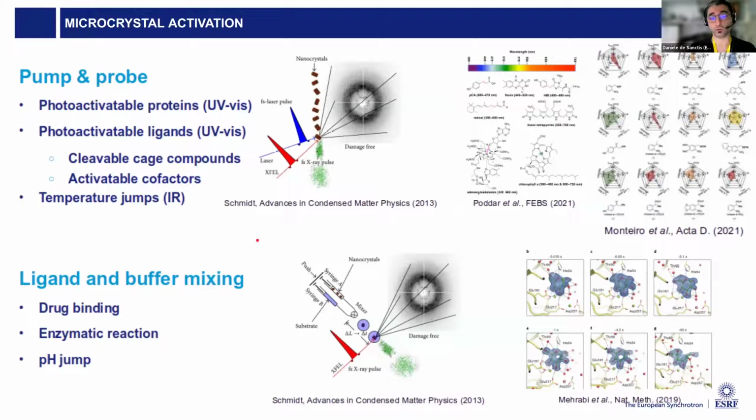In the same way, when working with microcrystals, thanks to the more advantageous surface-over-volume ratio that microcrystals have, when we are doing ligand mixing it is possible to get a faster and more efficient ligand diffusion inside the microcrystals, and of course this opens the possibility to do new kinds of drug binding studies, or also to do enzymatic reactions directly in crystallo.